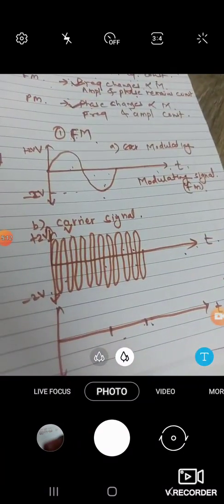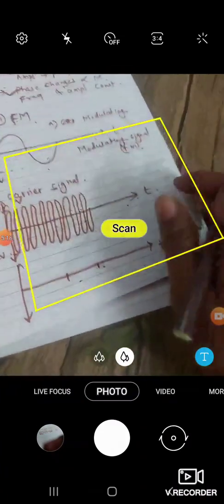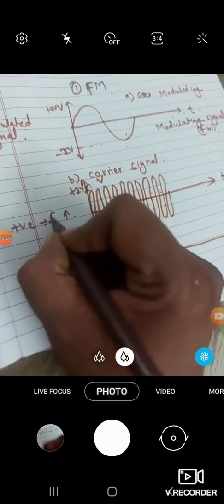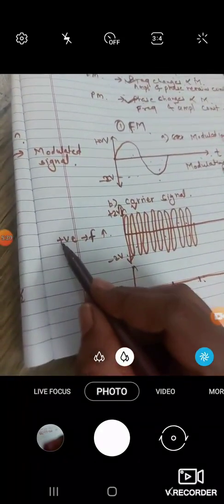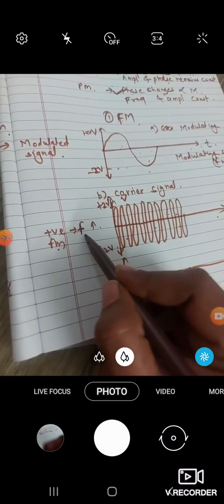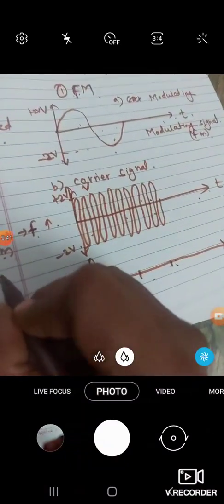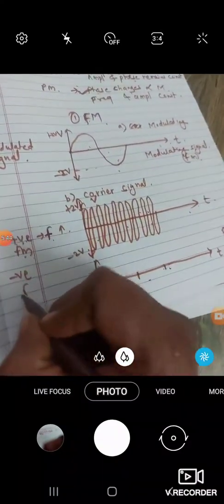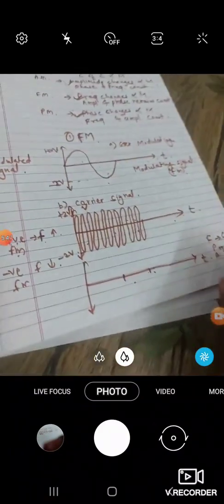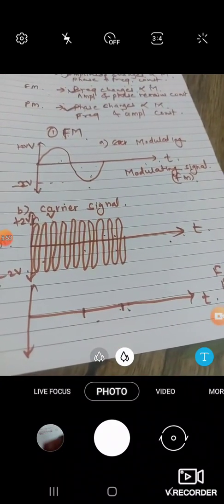So let us see what happens in FM. So in frequency modulation, what is the concept? I will write here. In FM, when the positive half cycle is there, frequency is increased. I am already explaining, so writing in short. For the positive half cycle of this modulating signal, the frequency of FM increases, and for the negative half cycle of this modulating signal, the frequency of the carrier signal is reduced. That is the concept of frequency modulation.